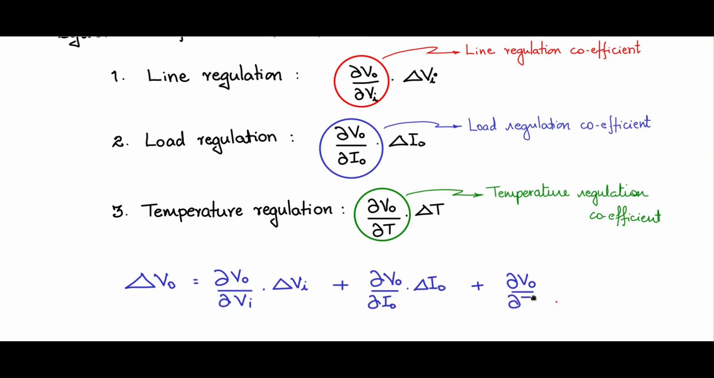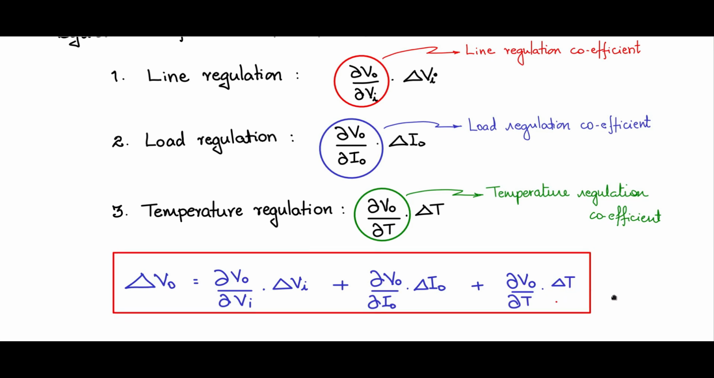Next you have the effect of change in temperature on V0 due to change in temperature, keeping input line and the load constant. So this becomes the important regulation equation for the output voltage for any regulator, and this can also be a good comparison or benchmark, used for benchmarking various regulators. You will find these regulation coefficients in the data sheets.